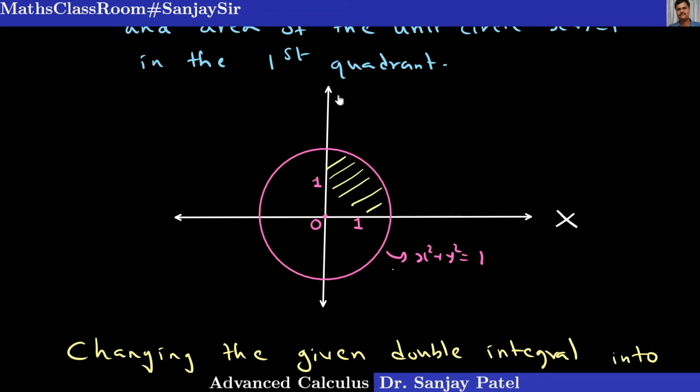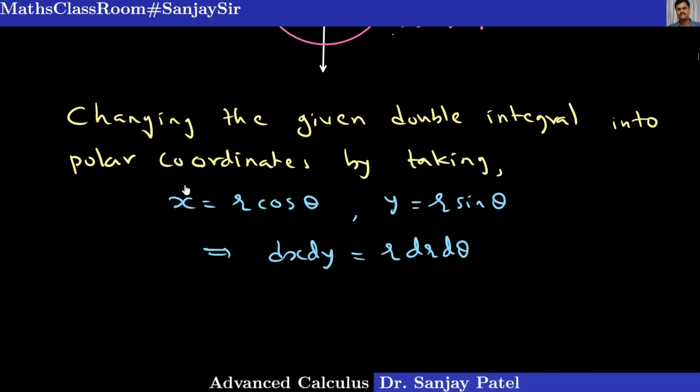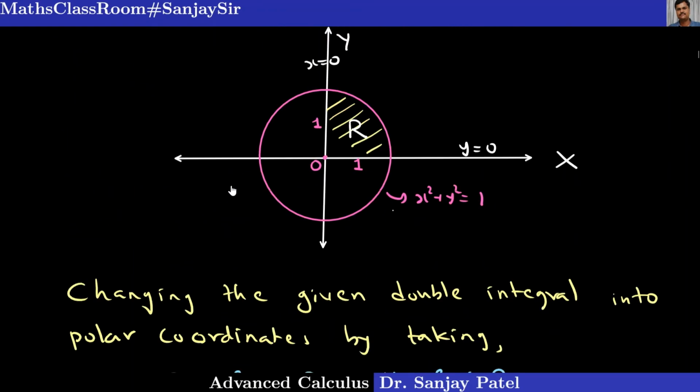At the same time, we must also change the curves which are the boundaries of the region of integration. This is the region of integration, and it is bounded by y equal to 0, that is the x-axis, the y-axis, that is x equal to 0, and this circle x square plus y square equal to 1. Okay. And now I'm taking the polar coordinate system here. So I'm taking this point, the origin, as pole and the x-axis as the initial line.